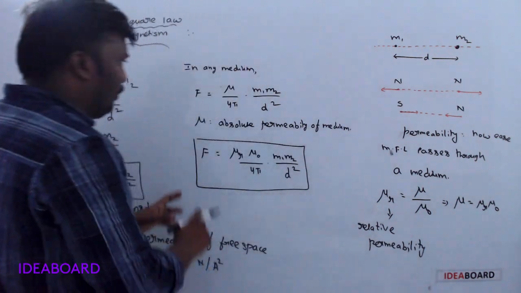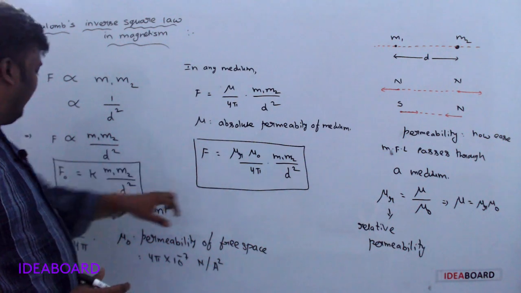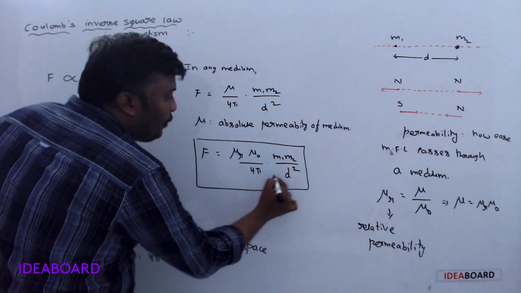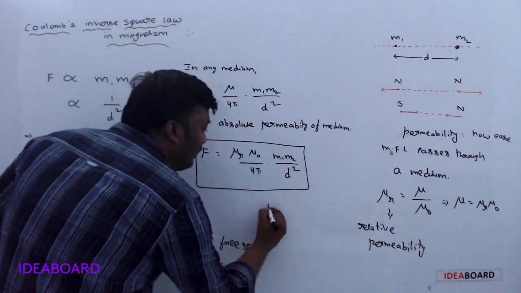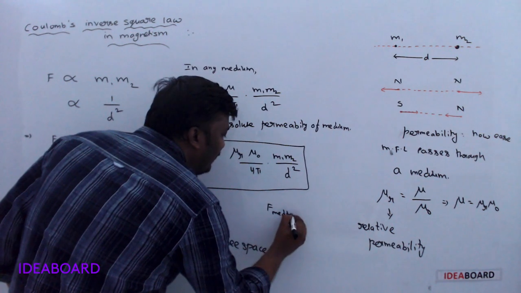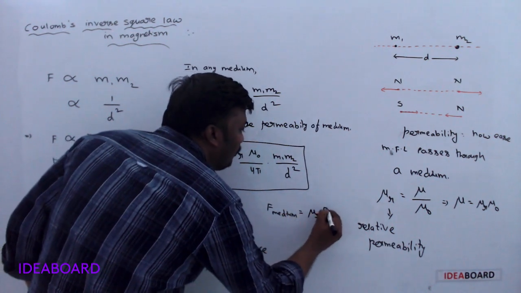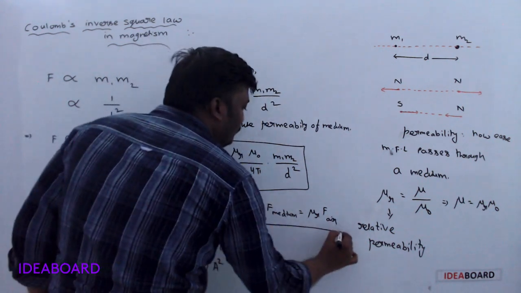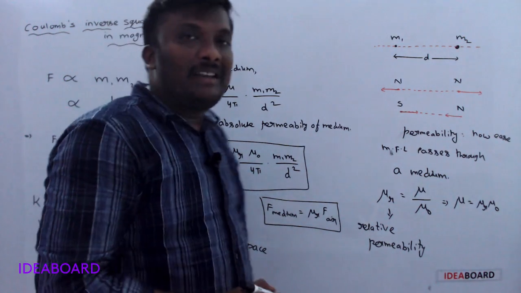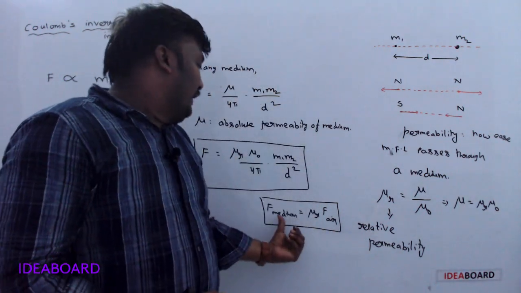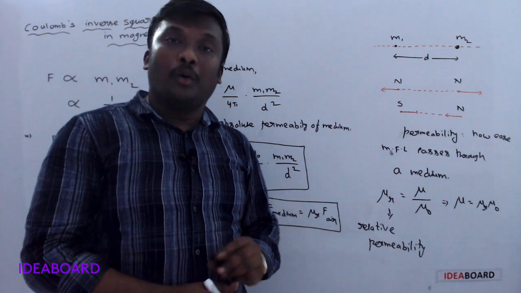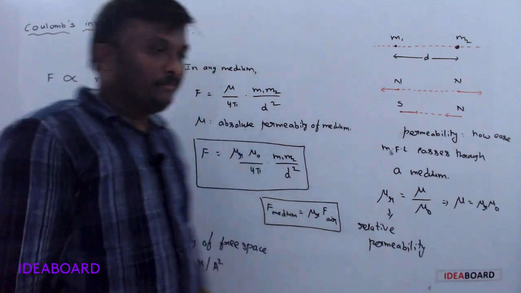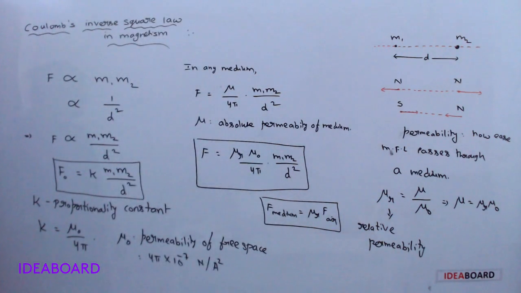Understand? Do we have any relation between the force in a medium and the force in free space? Yes. Instead of mu naught by 4 pi m1 m2 by d square, you can write that the force in a medium is equal to mu r into the force in free space or air. Mu r value is always greater than 1. That means the force in a medium is more compared with the force in free space. Understand? This is about Coulomb's inverse square law.